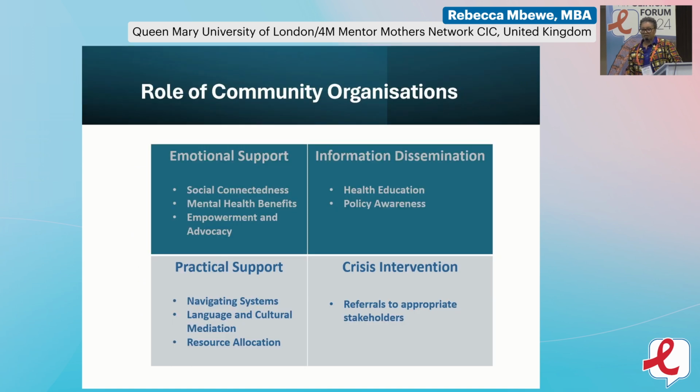So what do we do as community organisations? What's our role? We provide emotional support. It provides a space for people to connect socially, which then in turn has mental health benefits, and it provides these women with empowerment and advocacy skills and tools to be able to advocate for themselves. We provide a lot of information dissemination, resources, health education, even just basic knowledge of how to navigate the system.